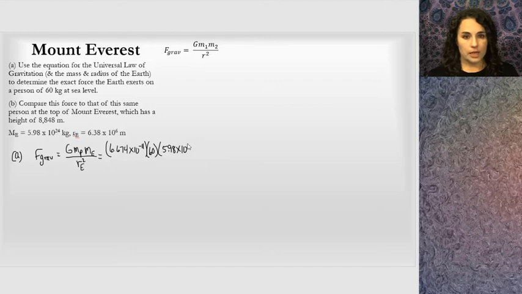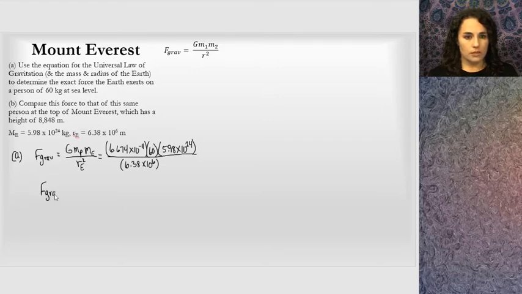5.98 times 10 to the 24th power. All right, mass is a little chonky. And then I have radius squared, 6.38 times 10 to the 6th. This isn't a big mass. The mass of the sun is much larger. There's much larger objects in the universe.